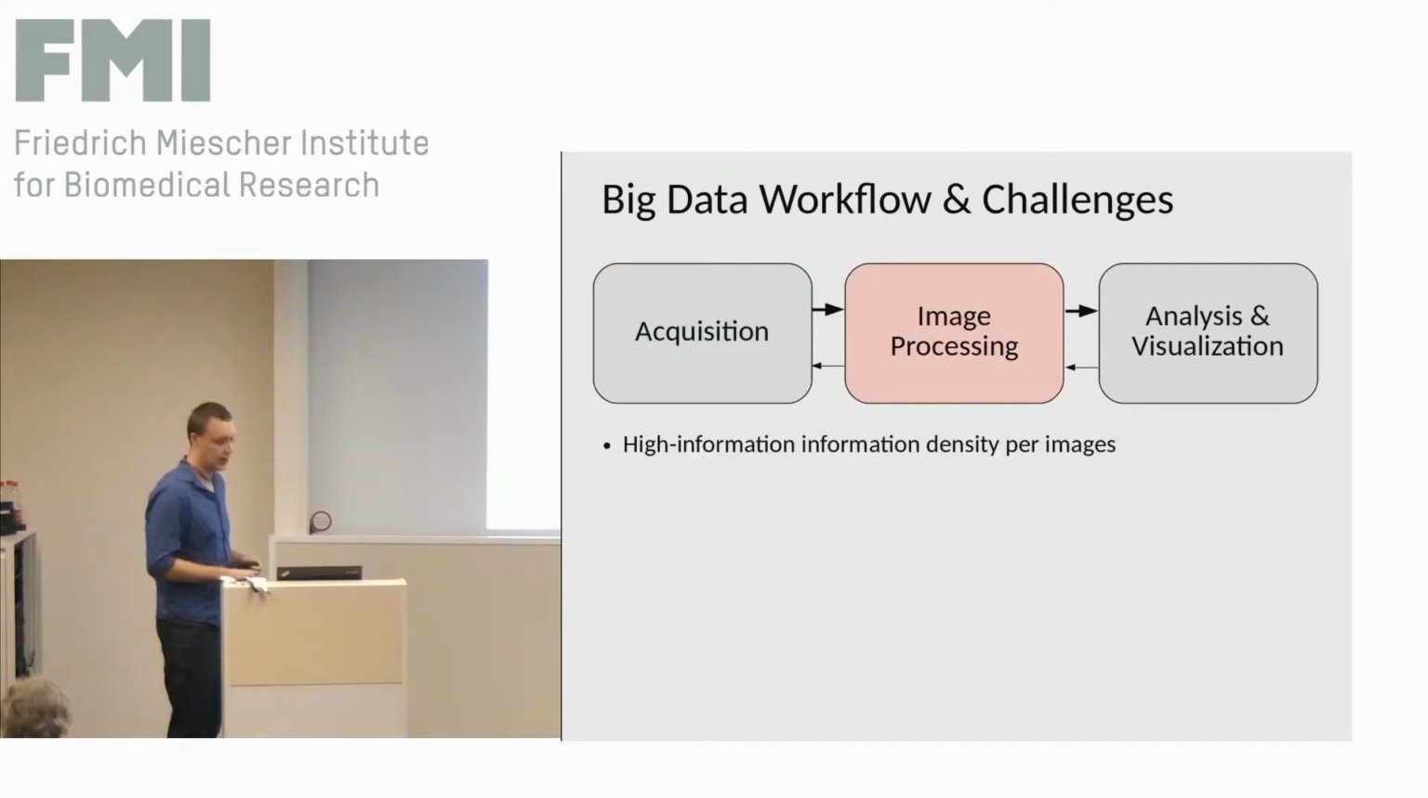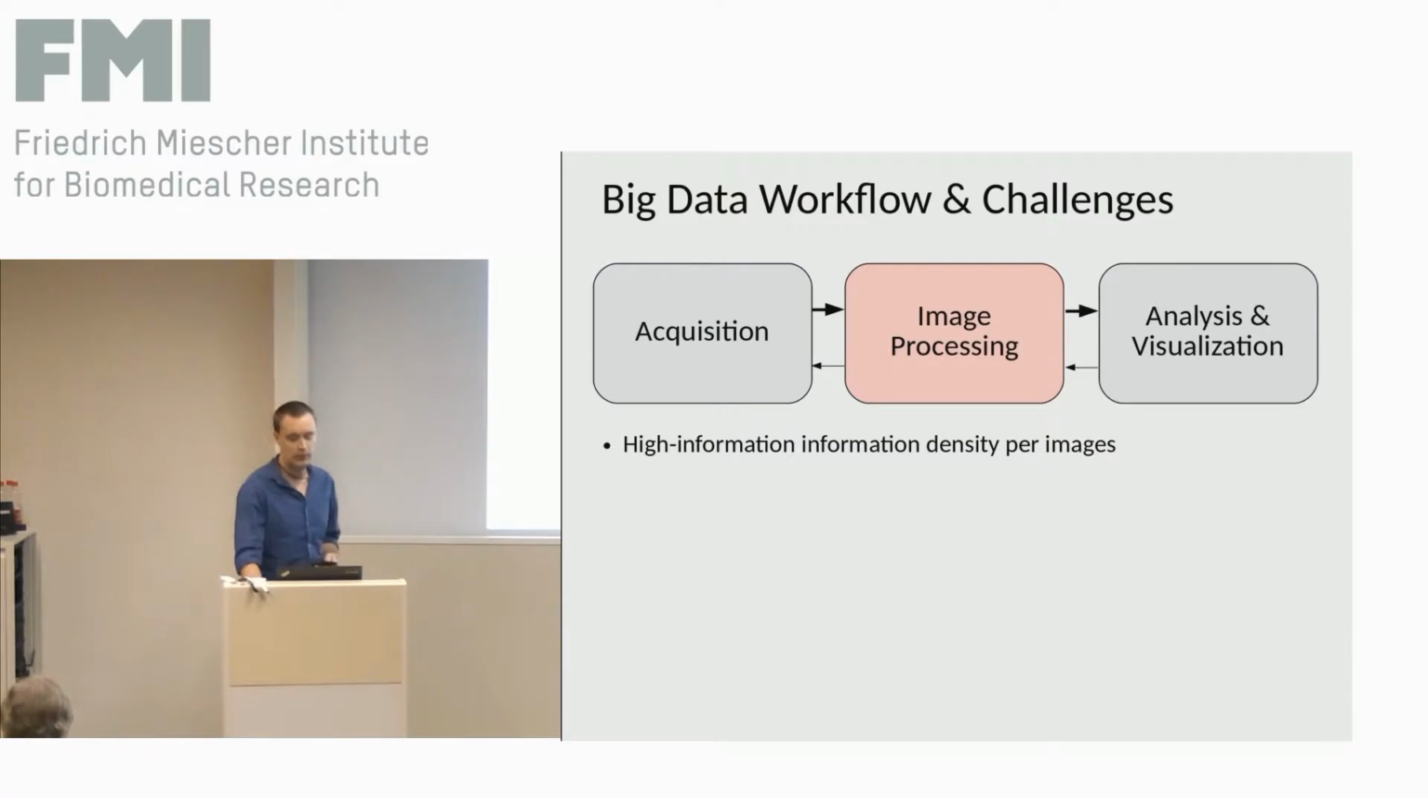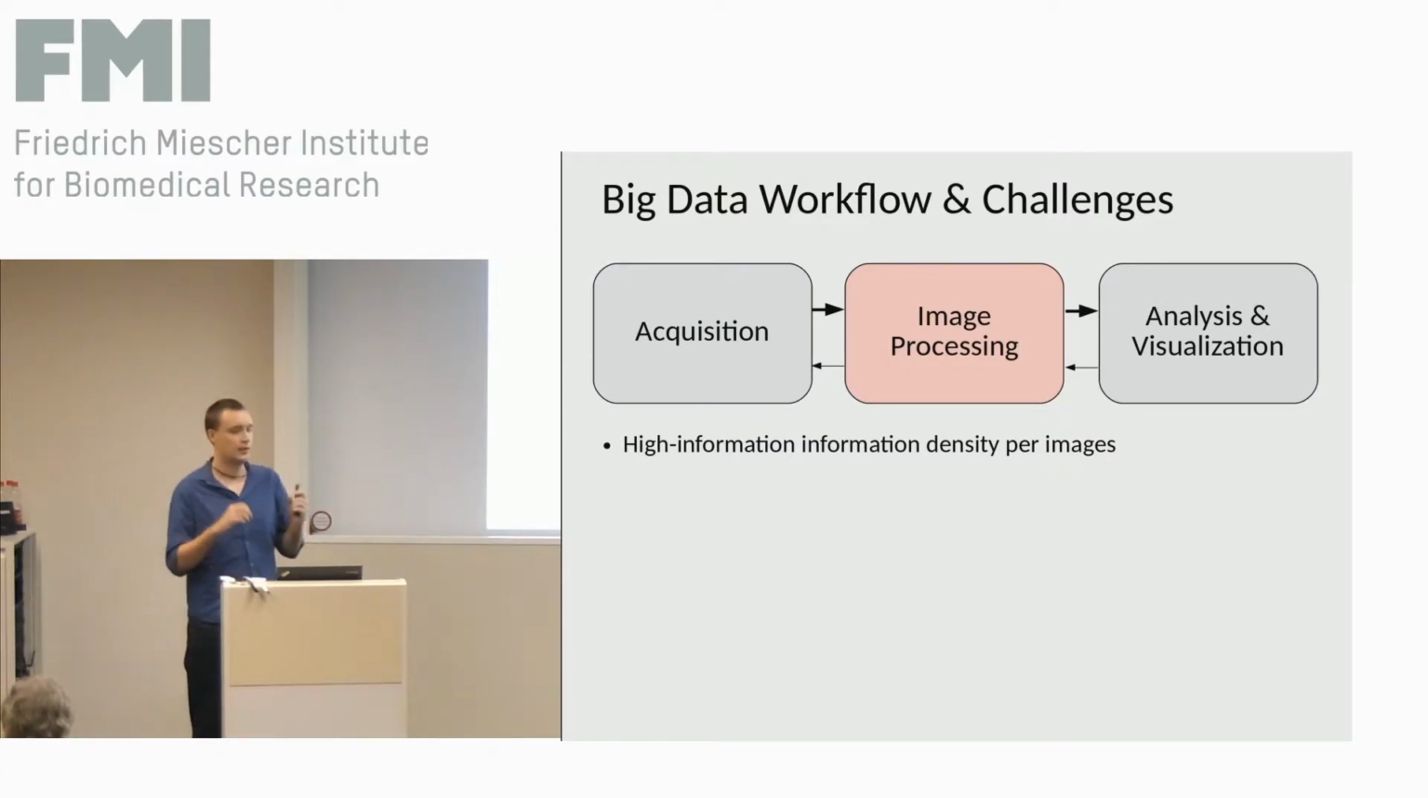Then on the image processing side, one particular thing for the EM data is that it has a very high information content. So almost every pixel means something, and you want to know what it actually is. This might be different than in other topics where you have cells that are very sparse in the images.